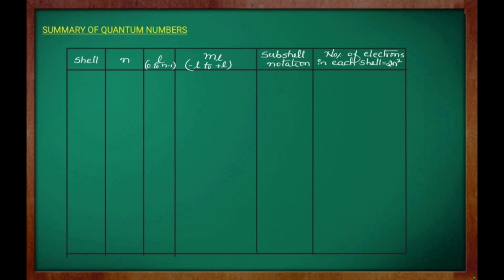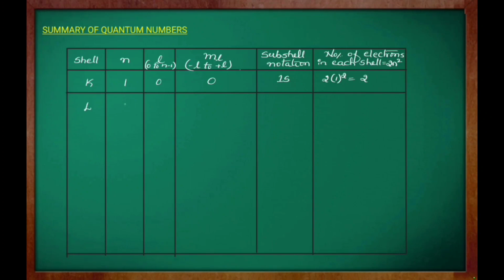To begin with, we will start with K shell. The corresponding principal quantum number is 1 and the azimuthal quantum number can take values from 0 to n minus 1. So the L value is 0. The corresponding ML value will be 0. So the subshell notation here is s and it is corresponding to the principal quantum number 1. So it is 1s. Coming to the total number of electrons, it is given by 2n square and the n value is 1 here. So 2 into 1 square. So total number of electrons is 2.